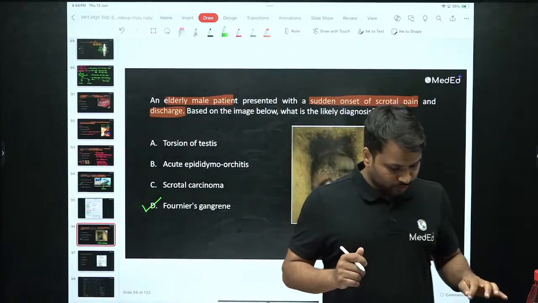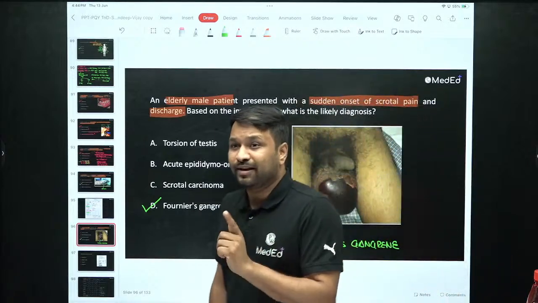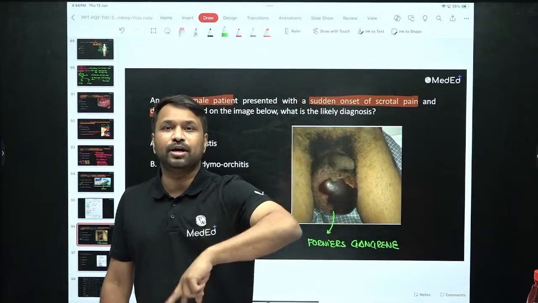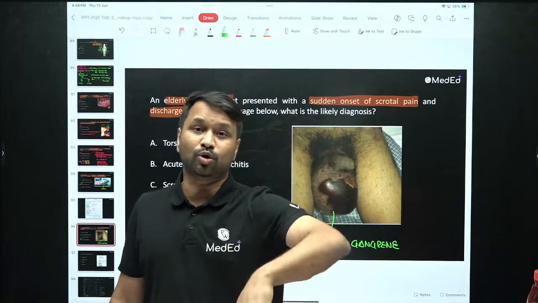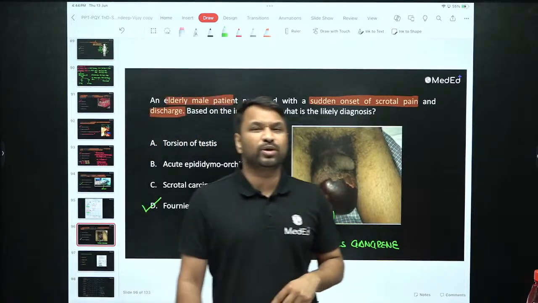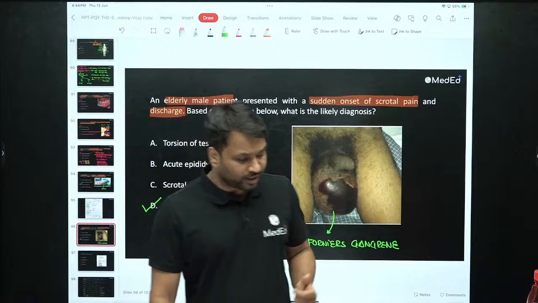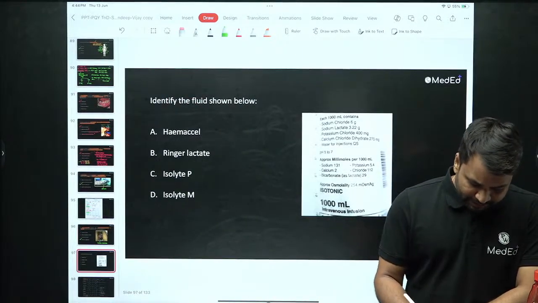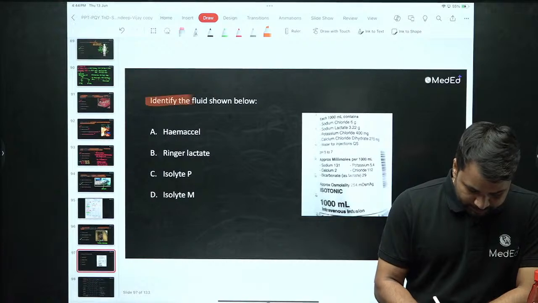Okay, let's go. What is the discharge that you see in Fournier's gangrene? Foul smelling rice watery discharge, right? Like in cholera, same here. You have rice watery discharge from the scrotum with a foul smelling pungent odor that comes out in Fournier's gangrene status.